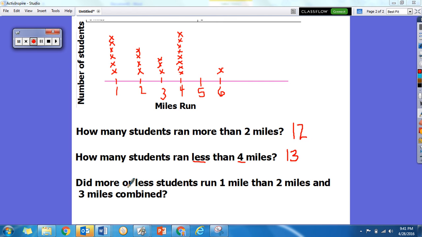And then our next question says, did more or less students run 1 mile than 2 miles and 3 miles combined? So we're comparing 1 mile with 2 miles and 3 miles combined. Now, we know that 1 mile has 1, 2, 3, 4, 5, 6. So there's 6. And then 2 miles and 3 miles combined. So what we're going to do is combine 2 miles and 3 miles. We have 1, 2, 3, 4, 5, 6, 7. So 2 miles and 3 miles have 7 students who ran that far.